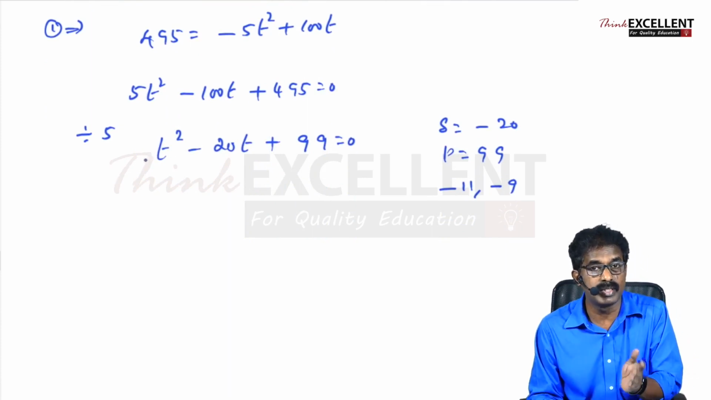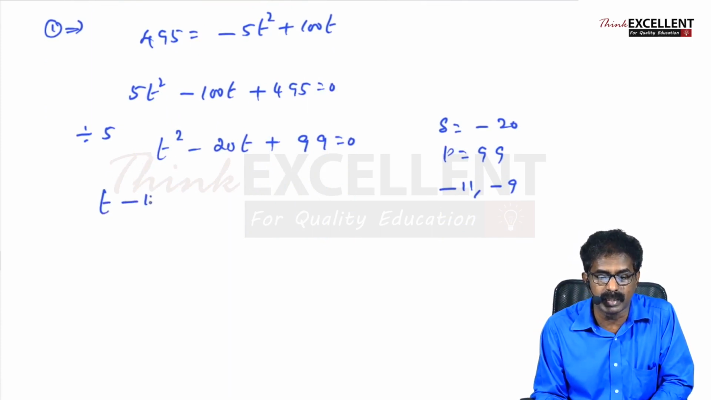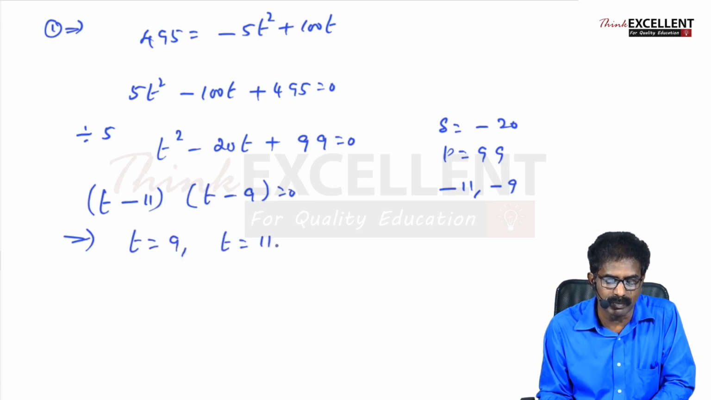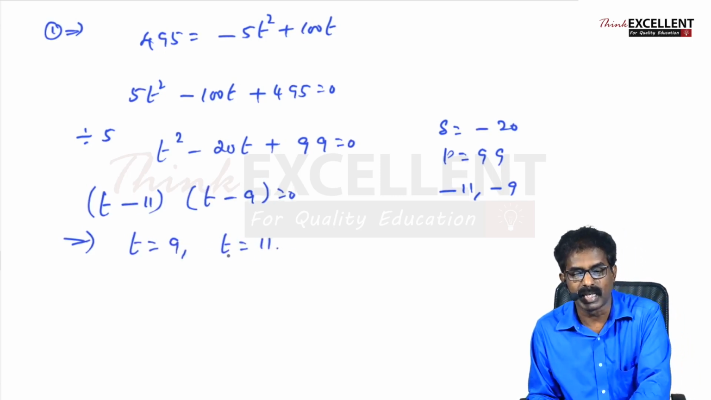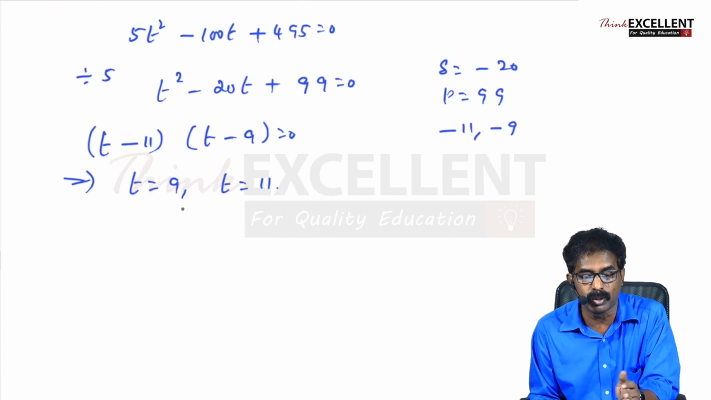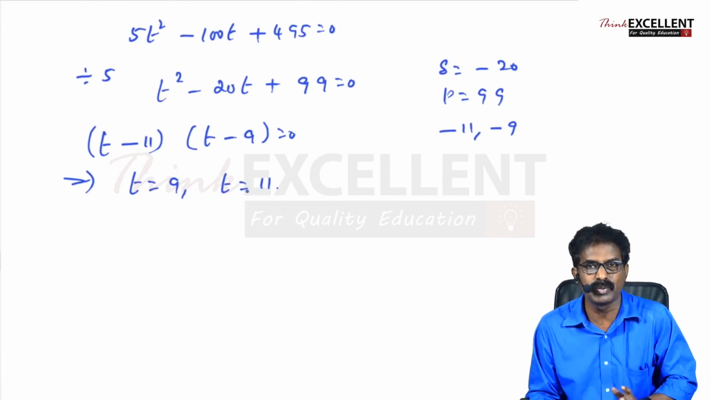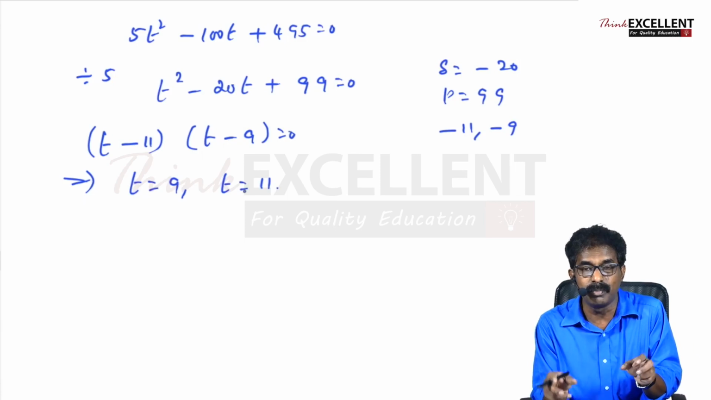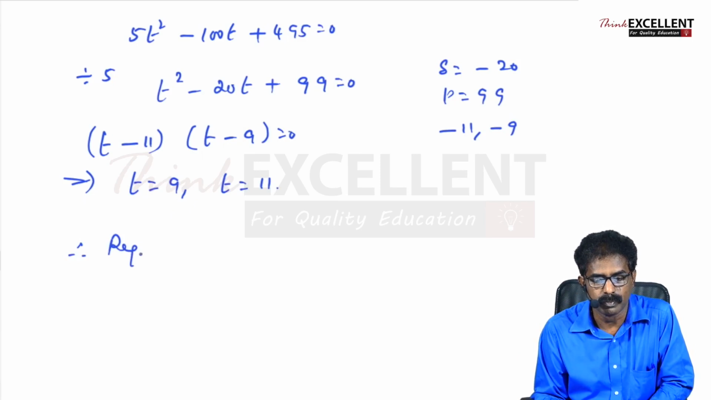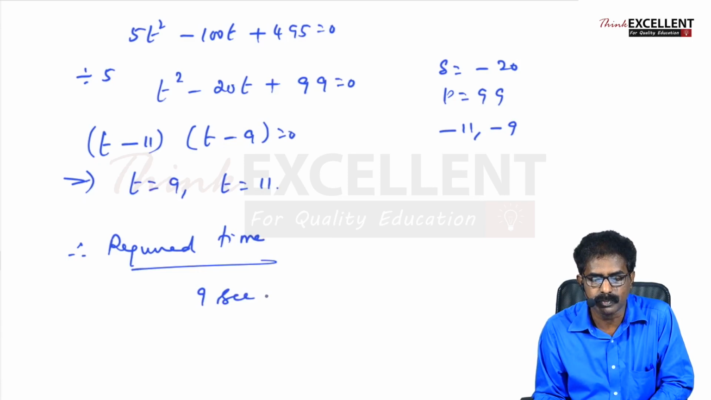The t square coefficient is 1, so straight away you can factorize: t minus 11 into t minus 9 equal to 0. Two answers you are getting. One is t equal to 9, another one t equal to 11. Can you take both values? You check the condition: t must lie between 0 and 20. Both answers lie between 0 and 20, so both answers you can take. That means at both those times, it is at that particular height. So the required time is 9 seconds and 11 seconds. Both answers you can write.